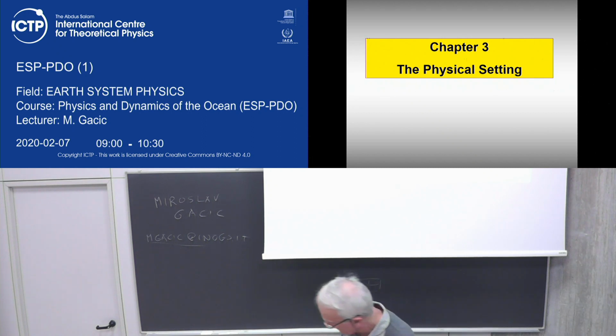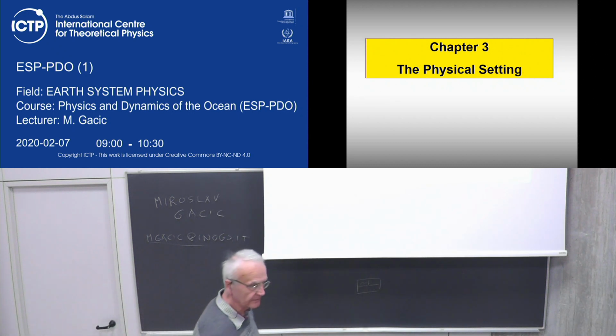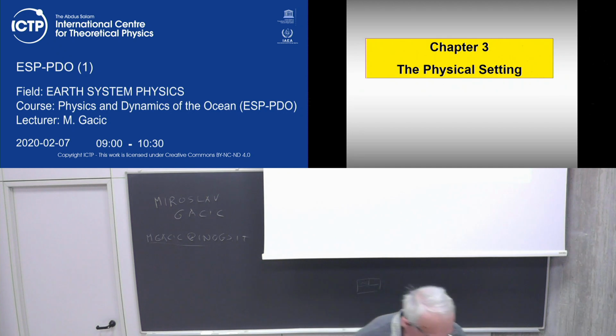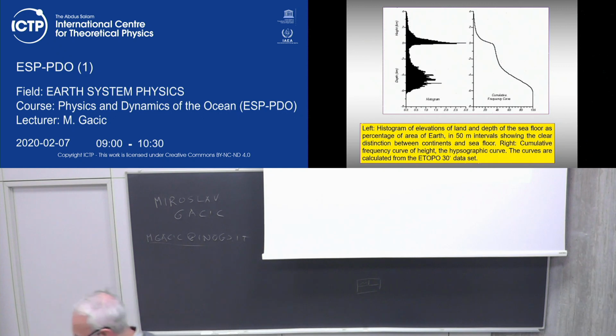Let's see physical settings. In order to understand what kind of environment the ocean is, we have to know some geographic, some geometric characteristics of the world ocean. And this is why I'm calling this chapter physical setting. That means that we should know the depth of the world ocean, what the characteristics of the depth of the world ocean are.